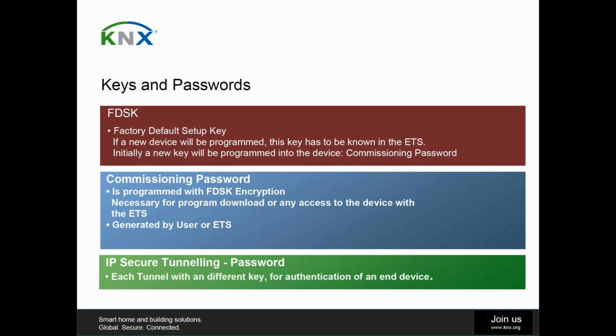After that, we are programming the device with a commissioning password, which is then in that device and can now be changed by the user or by the ETS. And for the tunnelings, we again have different passwords to give. So we have these 3 keys, just to give you an overview of this.